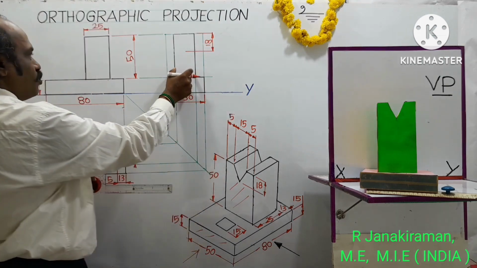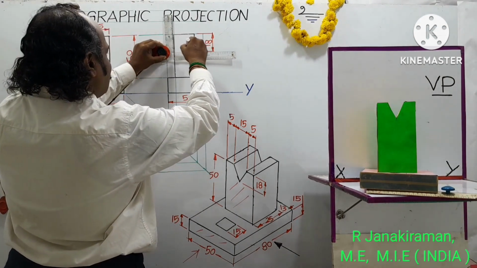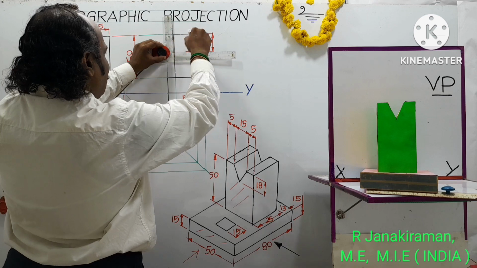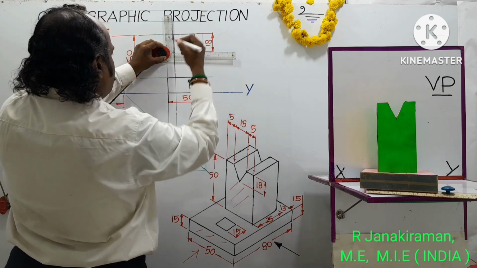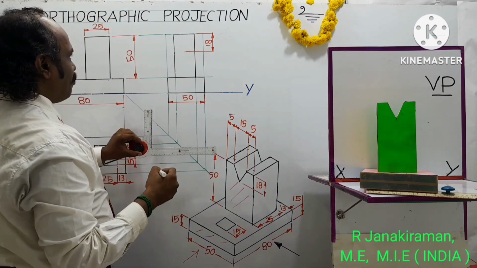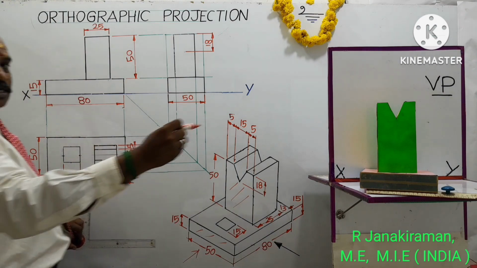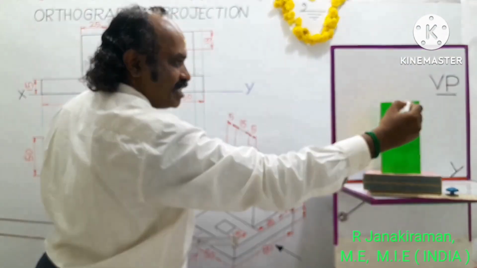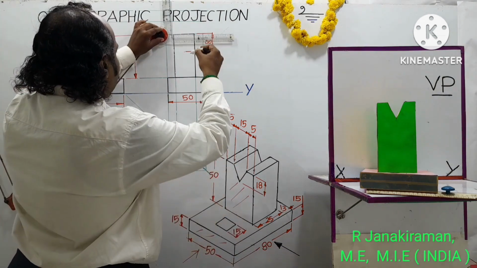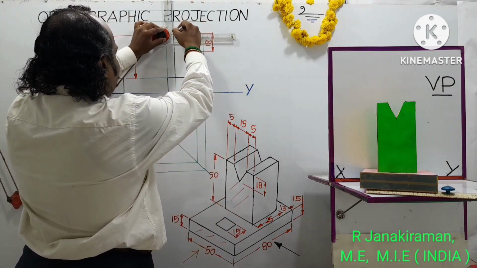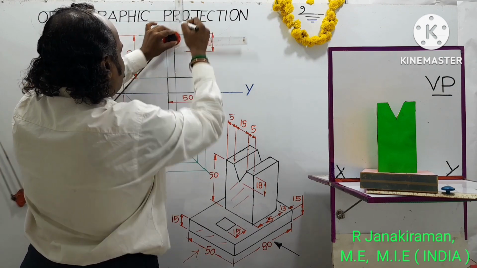At the center of this, 25 mm, locate one point. Measure 25 mm, the distance between these two vertical lines. Locate its center. The top land is given as 5 mm, this orange portion on the top surface. On the top surface, at the left end you mark 5 mm, and on the right end you mark another 5 mm.